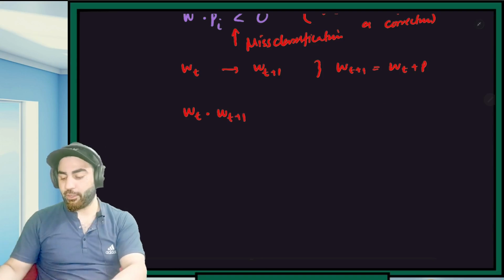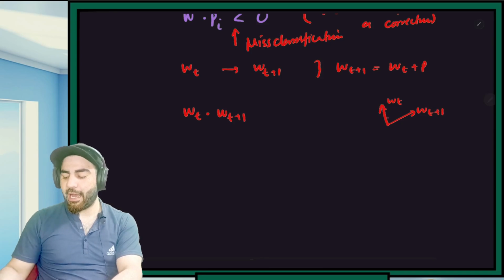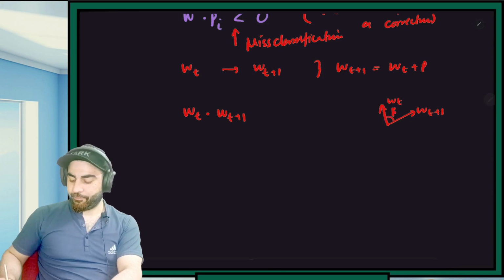These two vectors. Initially the vector was this, W_t was like this. So I have to update it. Let's suppose W_{t+1} was like this now. So I have this angle. Let's call this angle beta or theta, whatever you call it. Say beta. Okay, this angle.